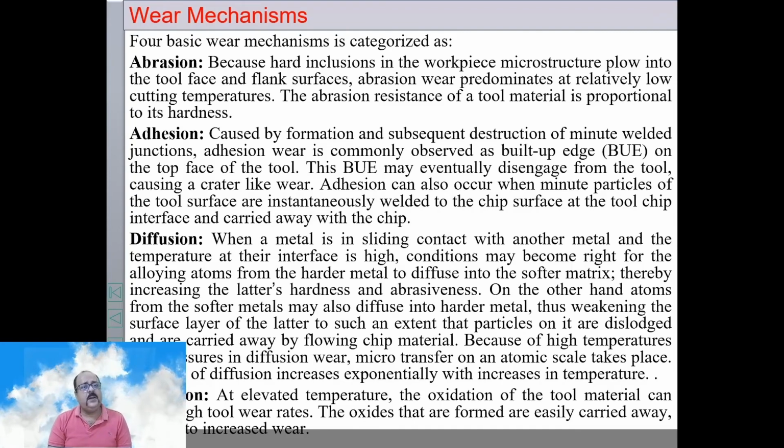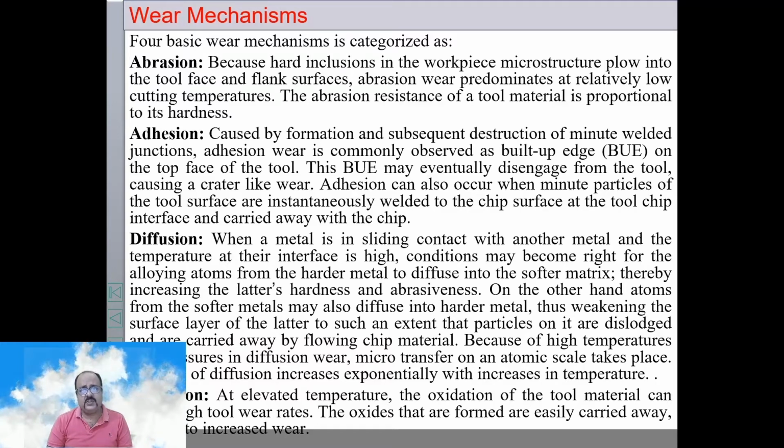So these are the four mechanisms by which a tool wears. First is abrasion. Abrasion occurs at a relatively low cutting speed, or you can say low cutting temperature, where the hard inclusions in the workpiece plow through the tool face and flank surfaces. So then the tool wears because of abrasion. Now adhesion, I have already discussed, mainly happens due to ductile material.